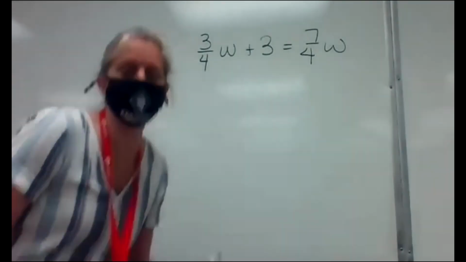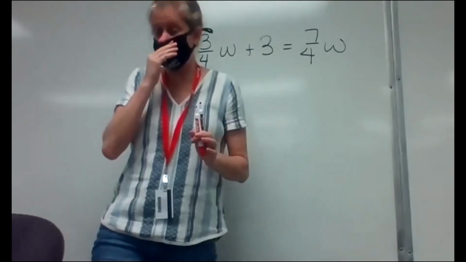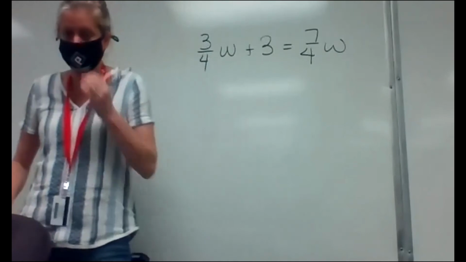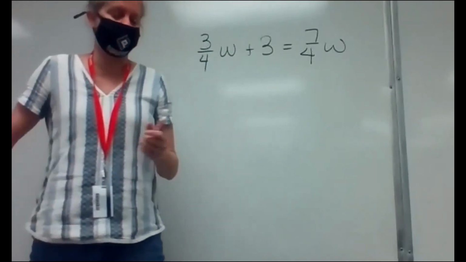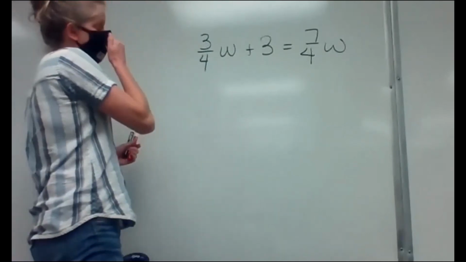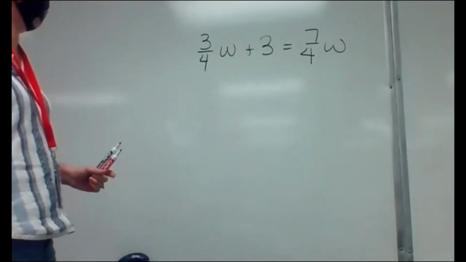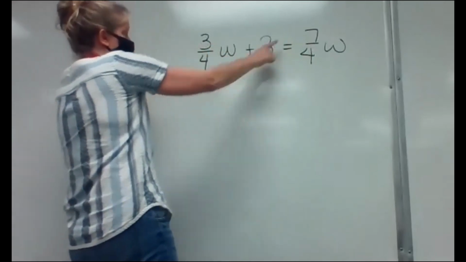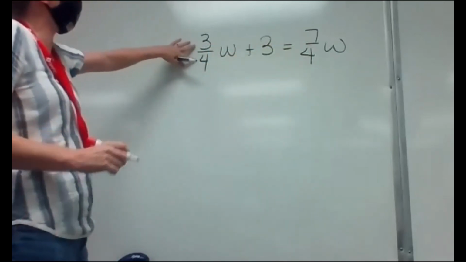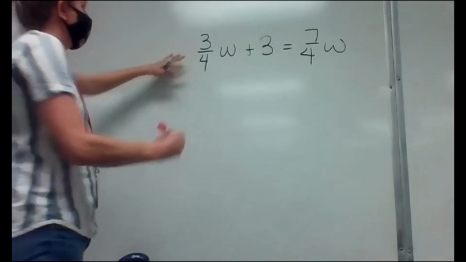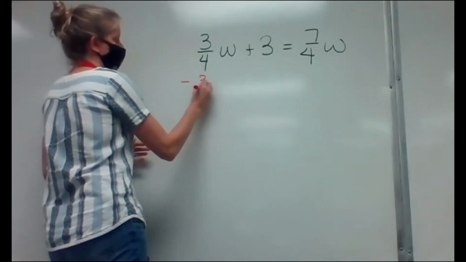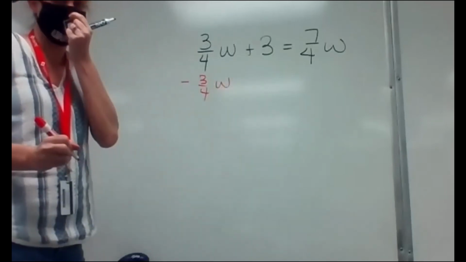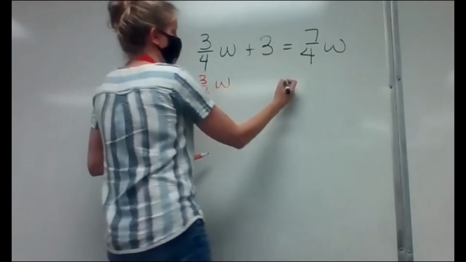I have W's on both sides, which I don't like to see because the W's like to be together. They just don't want to be with anybody else. So first of all, we need to put them together. So I'm going to figure out which one is the smallest one, which is 3/4 or 7/4. Well, 3/4 is smaller than 7/4. So here's what I'm going to get rid of. So I'm going to subtract 3/4 W from both sides.